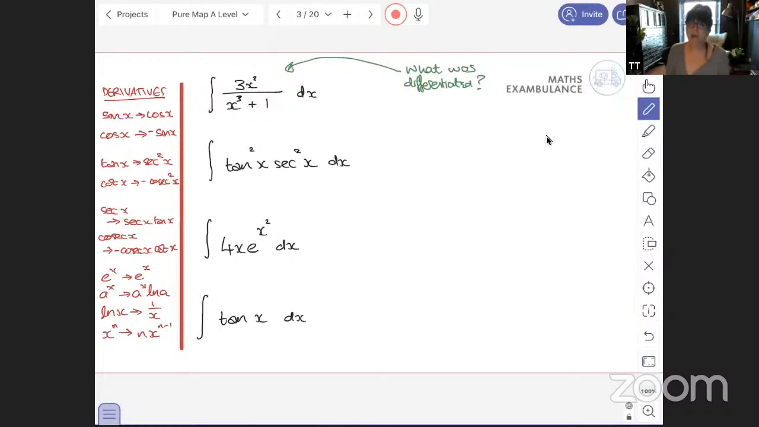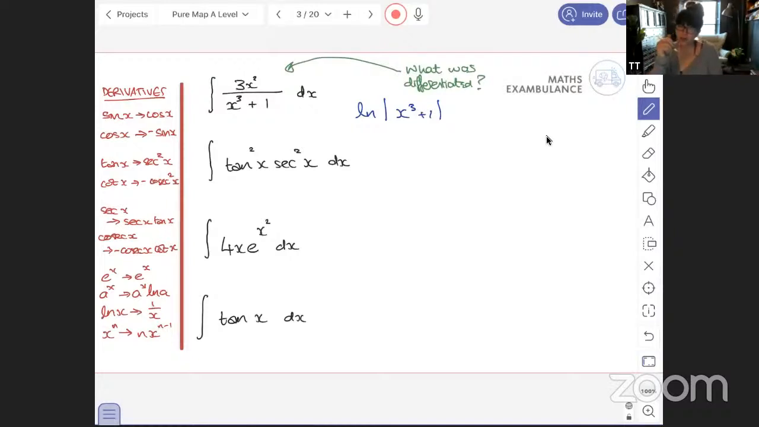So I'm looking at a fraction. My number one thought with a fraction should be, is the derivative of the bottom on the top? If the derivative of the bottom is on the top, then I know what the answer is. Actually, I should do a modulus sign, strictly speaking. There, done.